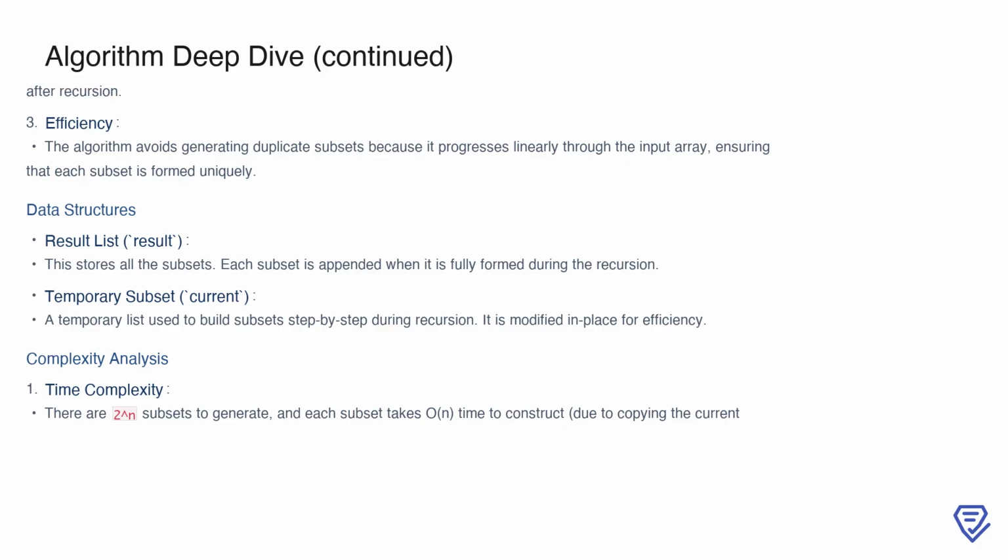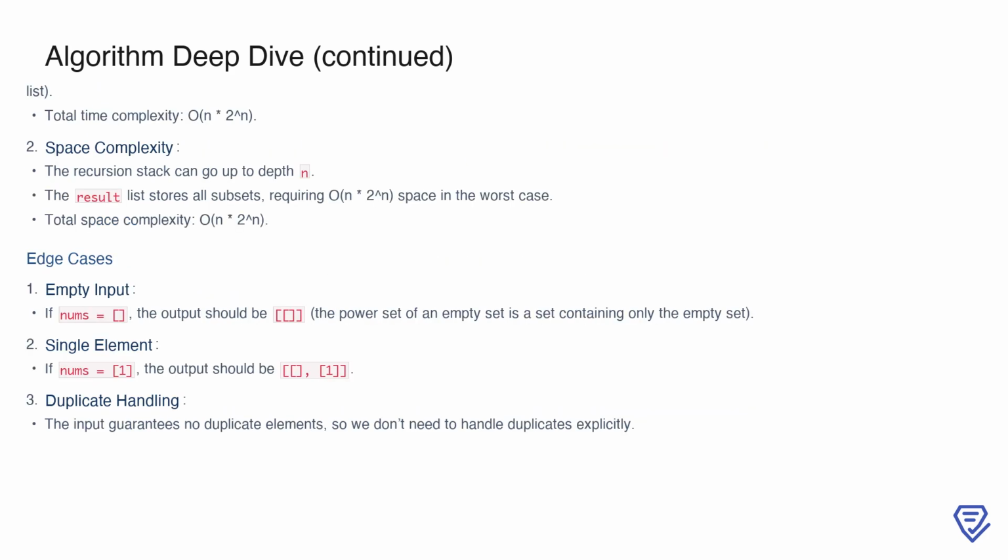From a complexity perspective, the time required to generate all subsets is proportional to the total number of subsets, which is 2^n, multiplied by the time it takes to construct each subset, which is O(n), due to copying. Hence, the total time complexity is O(n * 2^n). The algorithm's space complexity involves two components: the recursion stack and the storage of subsets in the result list. The recursion stack can go as deep as the number of elements in the array, n, while the result list stores all 2^n subsets, each of which can take up to O(n) space. Therefore, the total space complexity is O(n * 2^n).